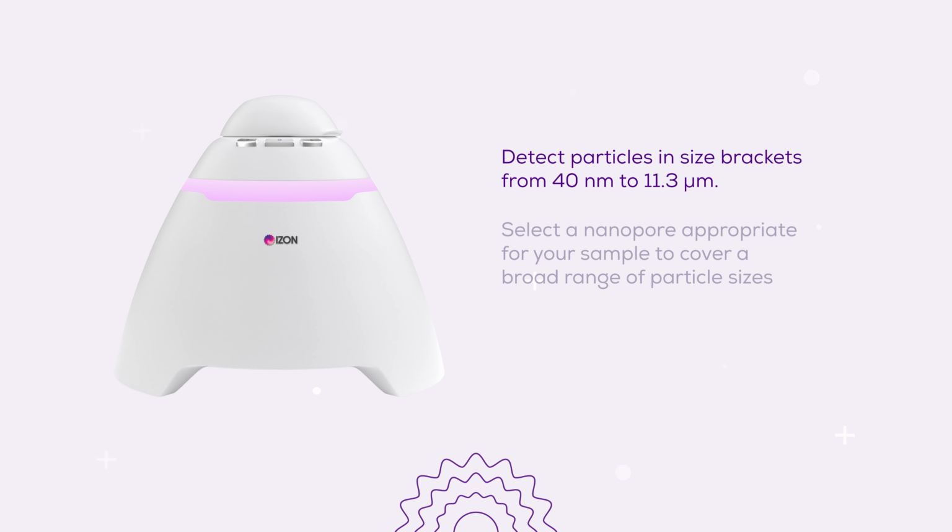Izon's latest TRPS instrument, the Exoid, is capable of providing measurements for size bands of nanoparticles ranging from 40 nanometers to 11.3 micrometers. By selecting a nanopore that is appropriate for your sample, you can capture a broad range of particle sizes. For example, the nanopore called the NP150 allows for size and concentration measurement of particles ranging from 70 nanometers to 420 nanometers.